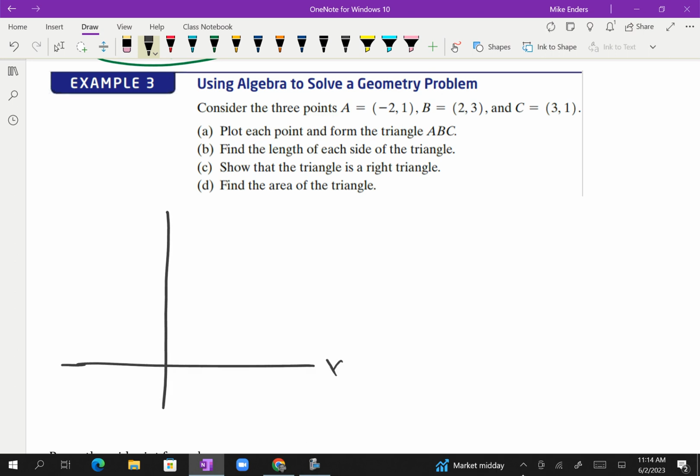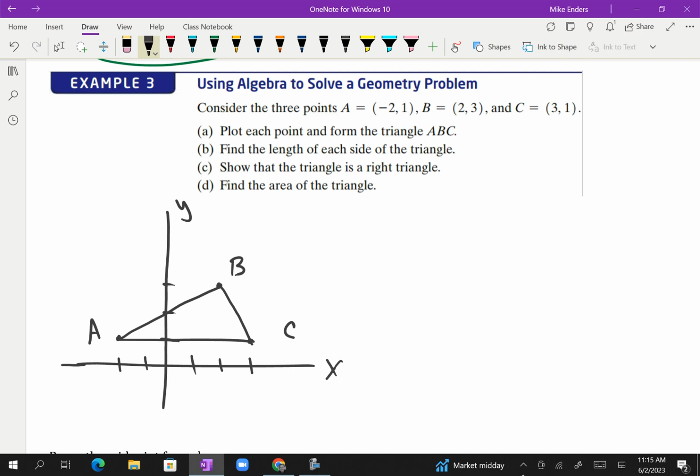So let's see, we have our x-axis, have our y-axis. We're going to go 1, 2, 3 along the positive x, negative 1, negative 2 along the negative x. Looks like everything's positive in terms of y, so it's 1, 2, 3. So negative 2, 1 is going to be here. That's point A. 2, 3 is going to be up in here. That's B. And then C is 3, 1. There. So we'll go A to B, B to C, and from A to C.